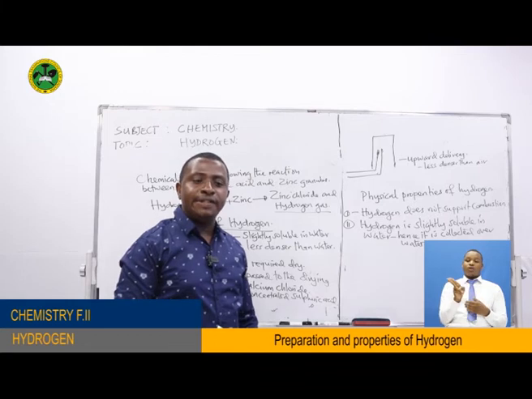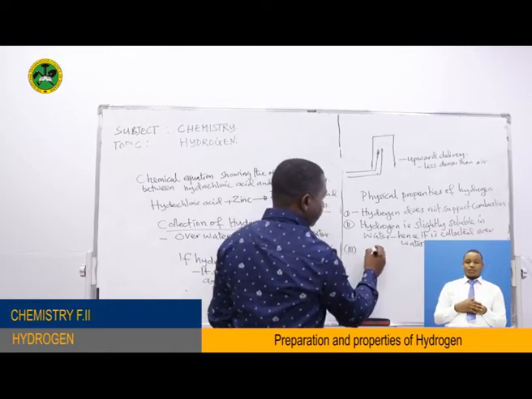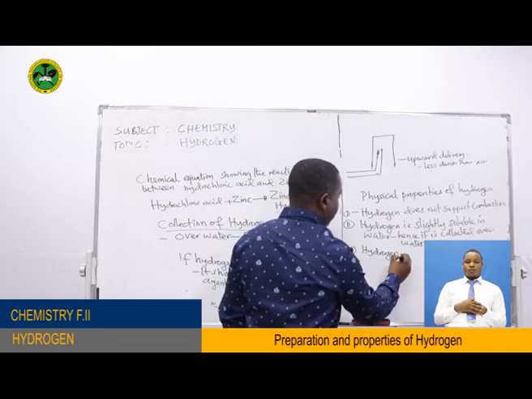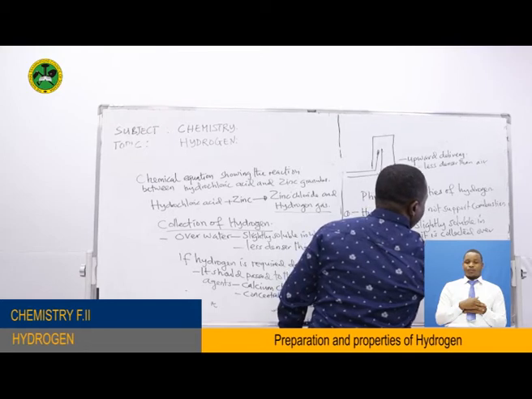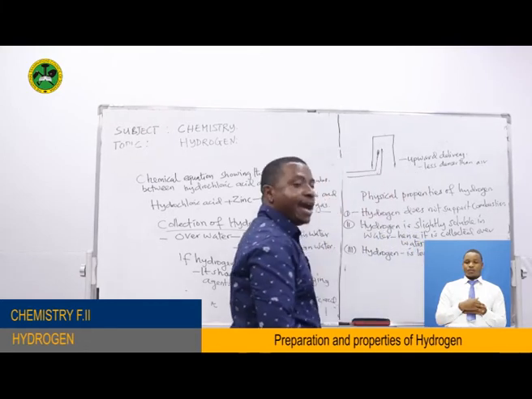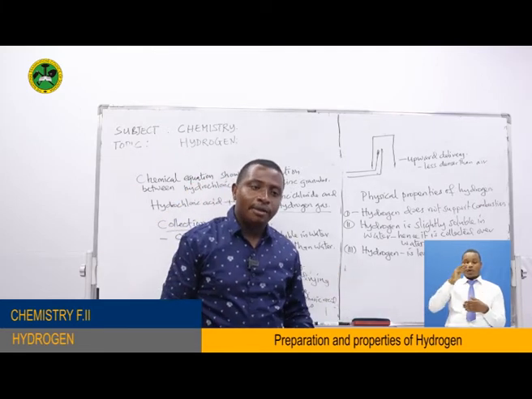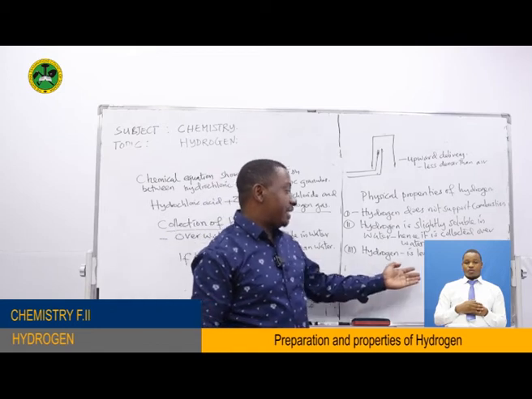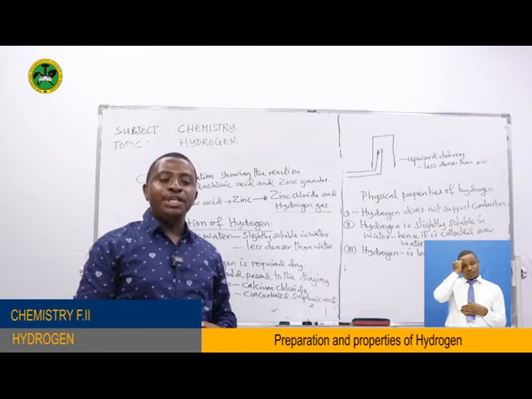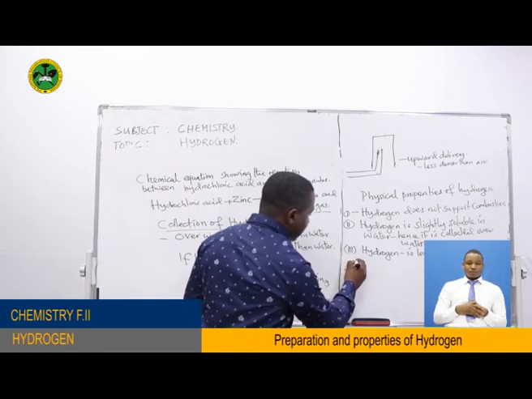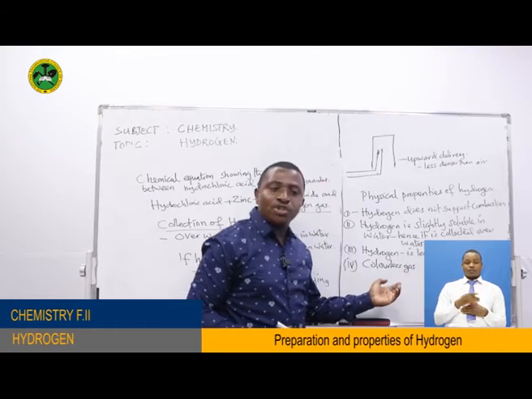But also, hydrogen is less dense than air, so it is found higher, and the air is found below hydrogen, because hydrogen has low density compared to air. It is also less dense than water. I said that before, you should remember. Also, hydrogen is a colorless gas, meaning that it has no color.